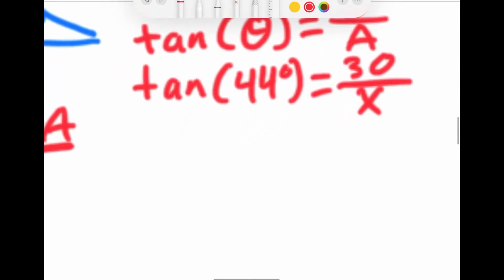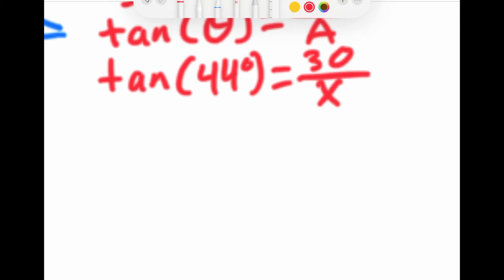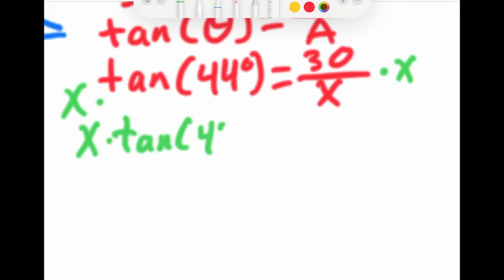Now to solve for x, you can do one of two things. I'm going to show you the long way just in case you don't understand the short way. And it is okay if you only can do the long way. First thing you want to do is get rid of the fraction. So you want to multiply by x on both sides. And you get x times tangent of 44 degrees equals, well, the x's cancel out. Division of x multiplied by x cancels out, and you get 30.